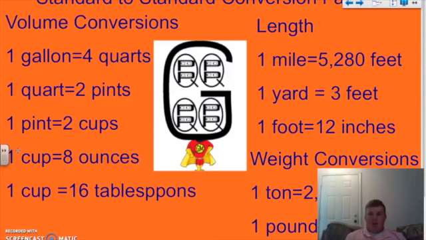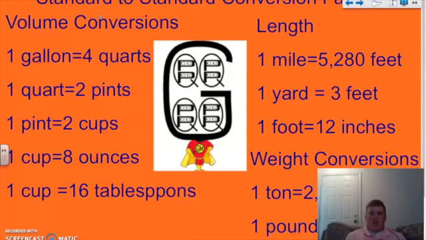For length, we have things like 1 mile equals 5,280 feet, 1 yard equals 3 feet, and 1 foot equals 12 inches. Now, we're trying to see if you're paying attention. On your packet, if you'll notice, the note says 1 foot equals 12 foot. Obviously, that is not correct, so make sure that you take the time to change that to inches instead of feet. It should be 1 foot equals 12 inches.